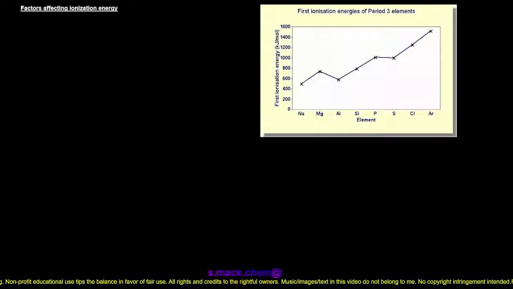I'm going to state the three factors. We will look at their definitions before we look at how the factors are interrelated. So our three factors would be atomic size, nuclear charge, and screening effect. Let's take a look at what these mean.